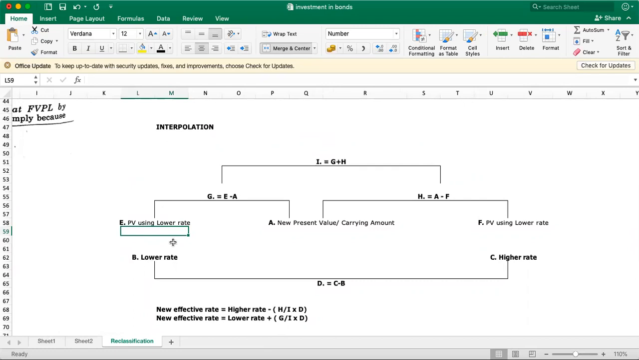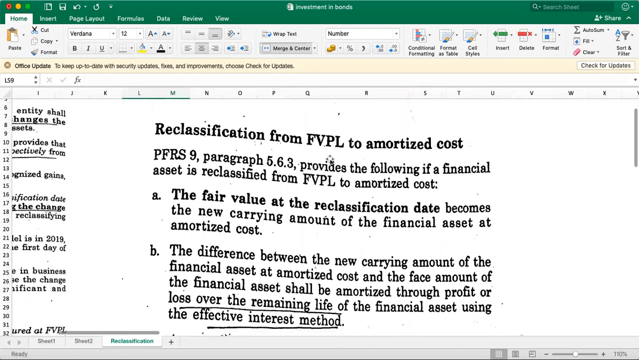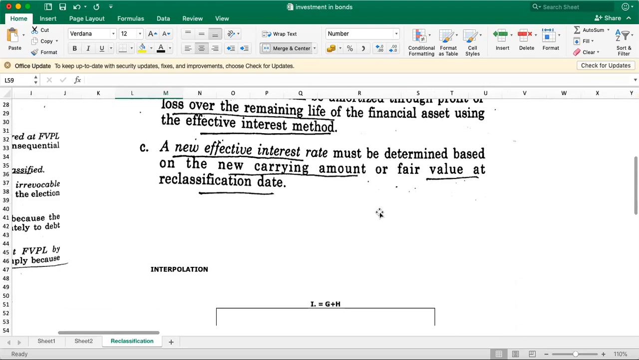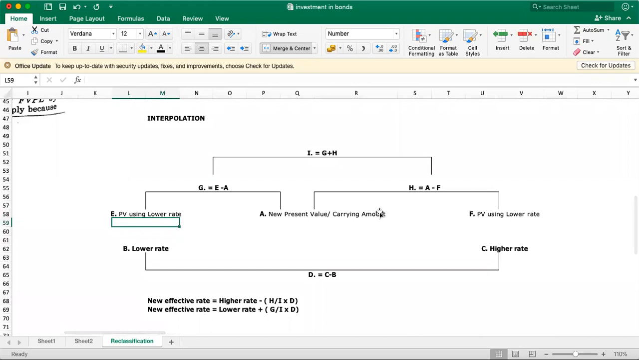So it is the same computation using present values, but we need to take note of the number of years. For example, for 5 years, 2 years were FVPL and 3 years became amortized cost. So the term that we are going to use is 3 years. The N, for example, is 3 years, not 5 years, because it started to be classified as amortized cost on the 3rd year.